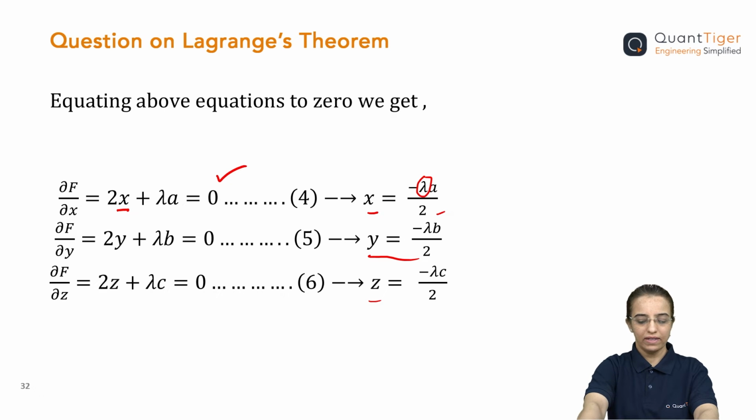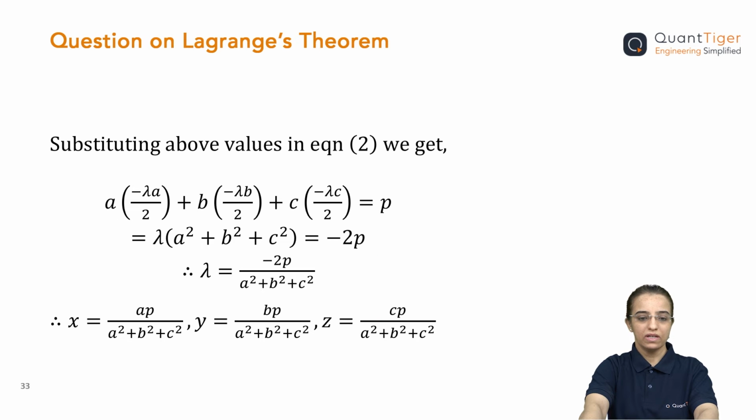So how we can find the value of lambda is we have to use these values of x, y, z, whatever we have just found, in the auxiliary function. We will put them in so that we can find the value of lambda. In the previous step, the auxiliary equation we considered was equation 2.